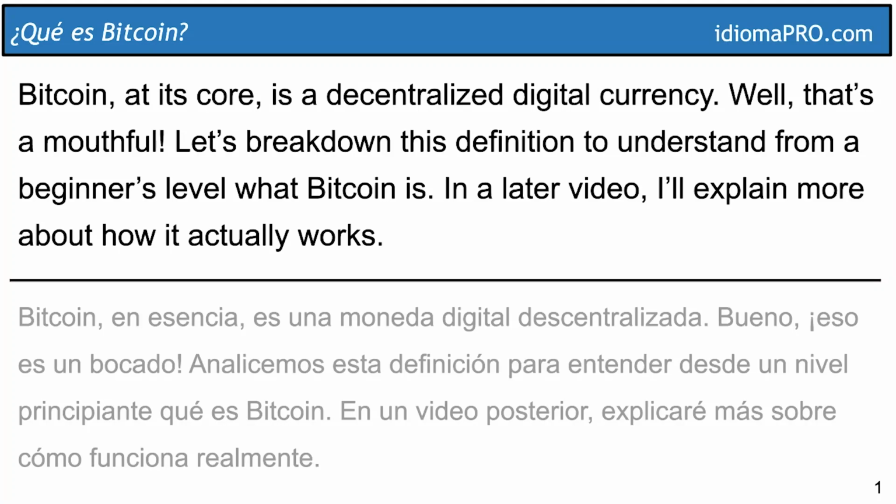Bitcoin, at its core, is a decentralized digital currency. Well, that's a mouthful. Let's break down this definition to understand from a beginner's level what Bitcoin is. In a later video, I'll explain more about how it actually works.